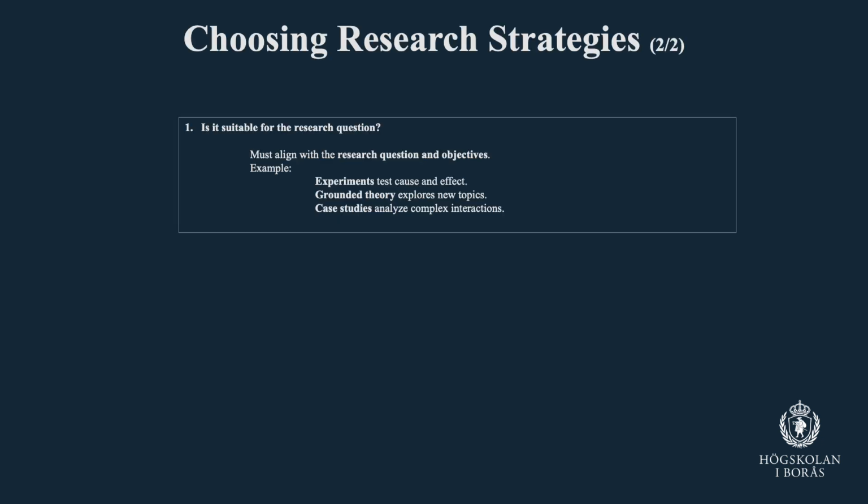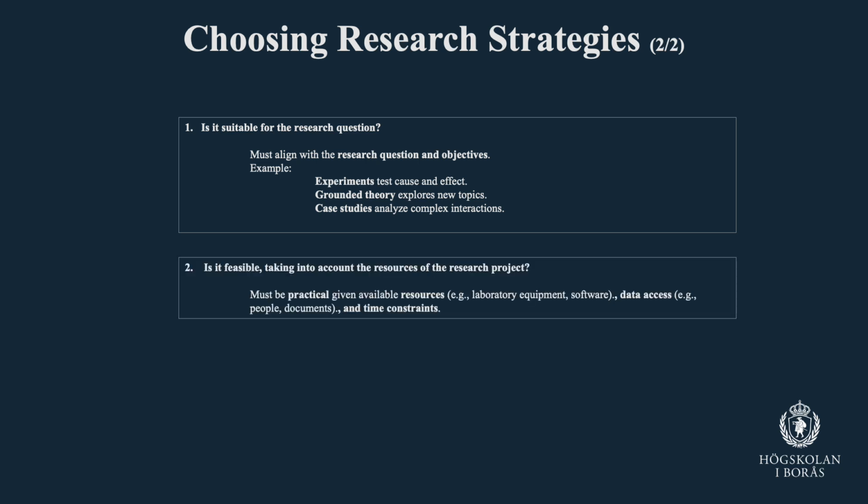Choosing the right research strategy depends on three key questions. First, is it suitable for the research question? A strategy should help answer the specific problem being investigated. For instance, an experiment is effective for testing causal relationships, whereas grounded theory is better for exploring new topics. Case studies are useful for studying complex social interactions, but they are less suitable for measuring attitudes in a large population.